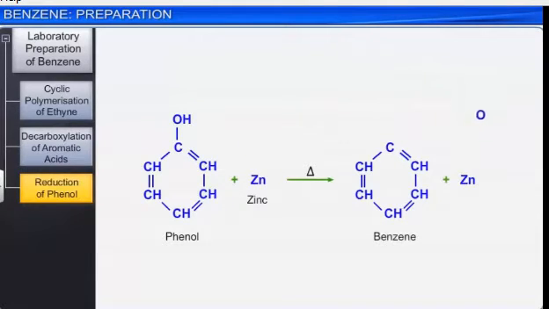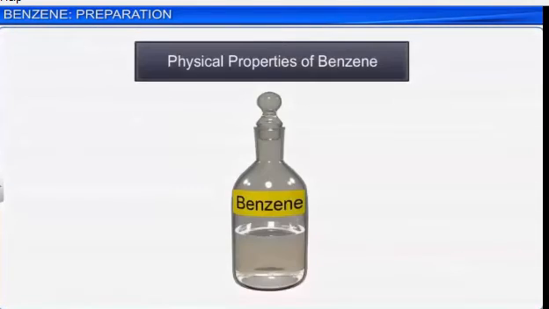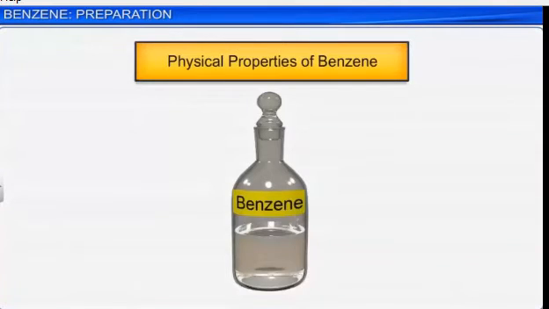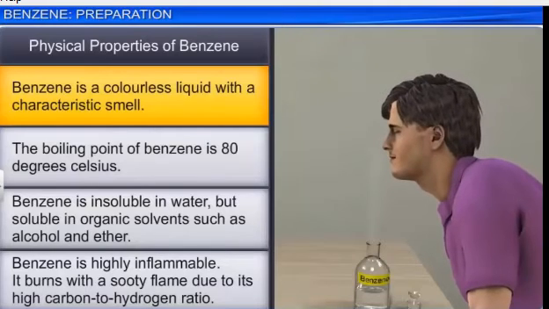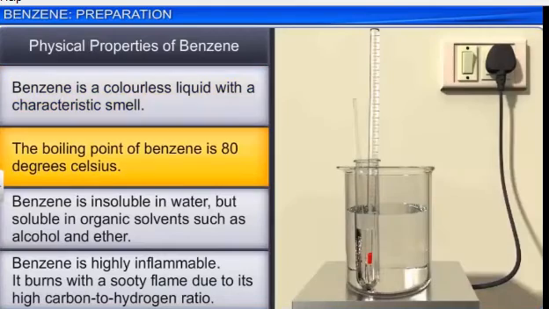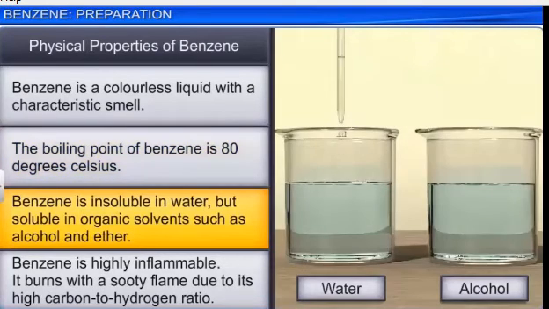Next, let's learn about the physical properties of benzene. Benzene is a colorless liquid with a characteristic smell. The boiling point of benzene is 80 degrees Celsius. Due to its non-polar nature, benzene is insoluble in water, but soluble in organic solvents such as alcohol and ether.